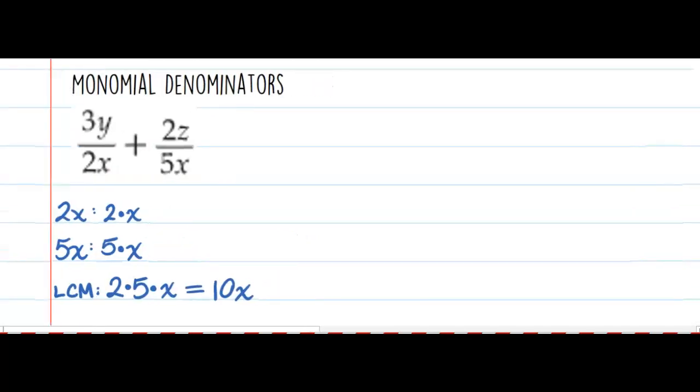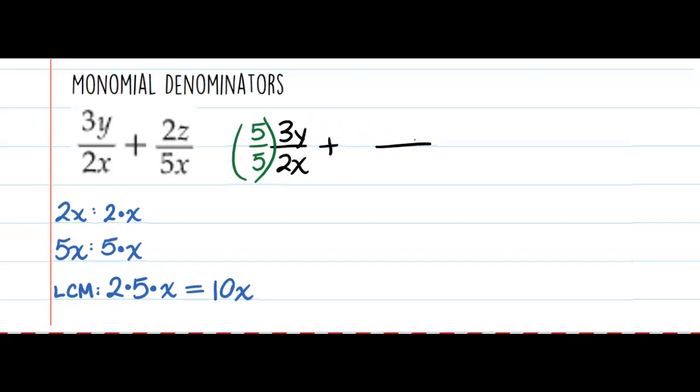So next I need to look at this and think, what could I multiply each one by so that it becomes 10x? So I have 3y over 2x. What would I need to multiply it by to make it 10x? Well, I need to multiply it by 5. And if I multiply by 5 on the bottom, that's right, we multiply by 5 on the top. Looking at this second rational expression, 2z over 5x. What do I need to do to 5x to turn it into 10x? That's right, I need to multiply it by 2, and if I do that on the bottom, I also do that on the top.